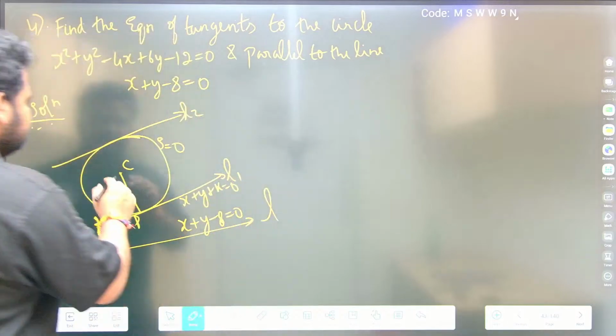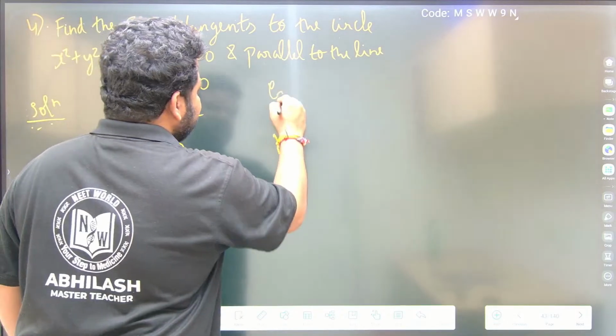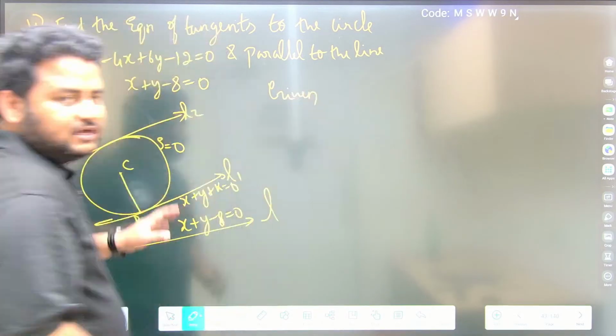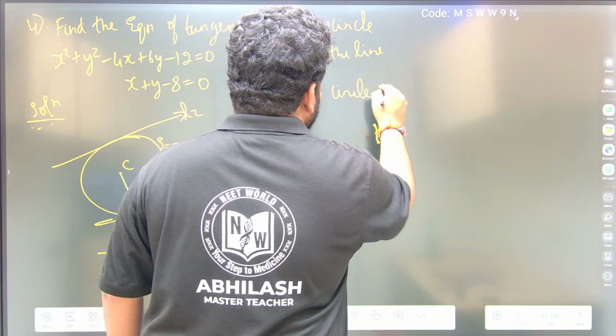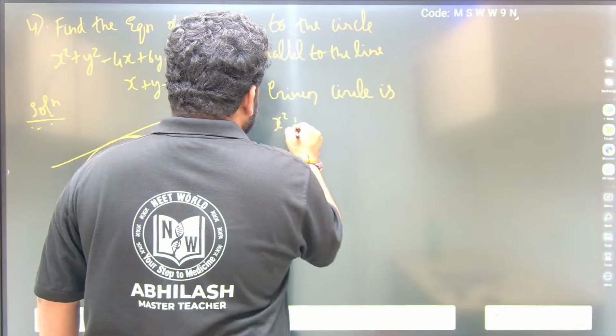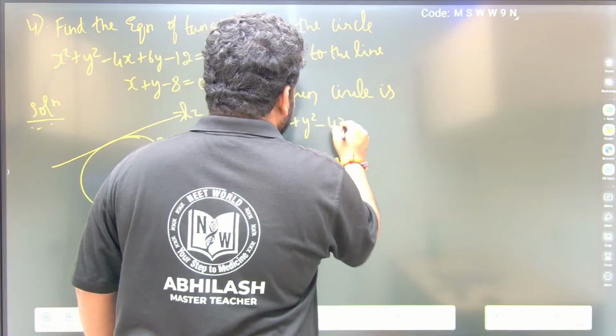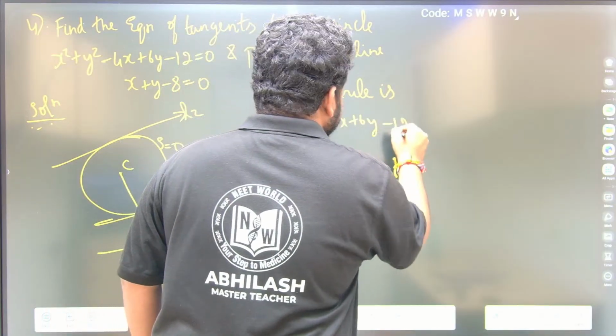Now let us start with this. Now we will write here given after the figure. Let us start. Given circle is x square plus y square minus 4x plus 6y minus 12 is equal to 0.